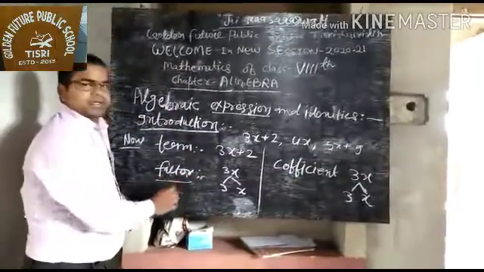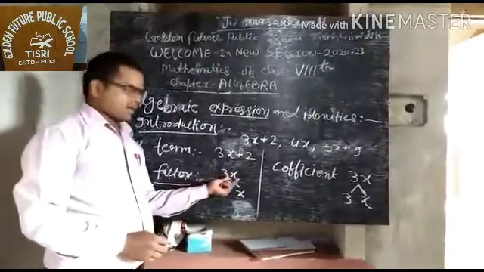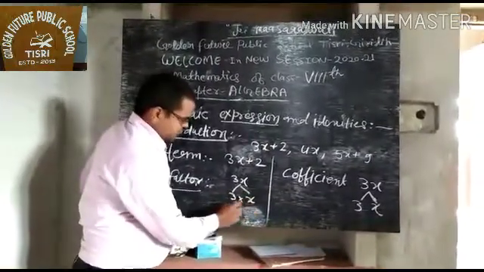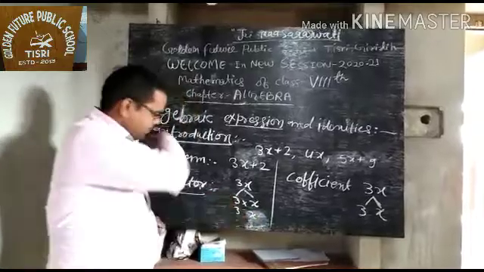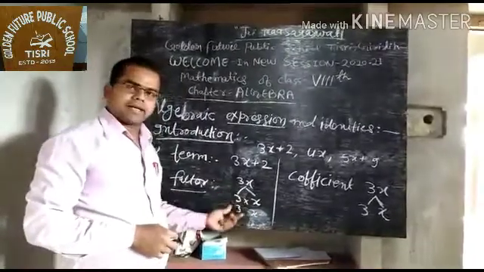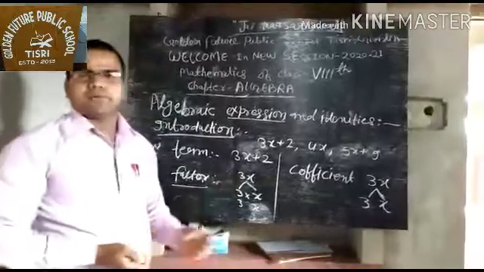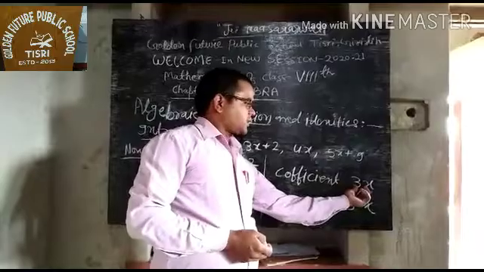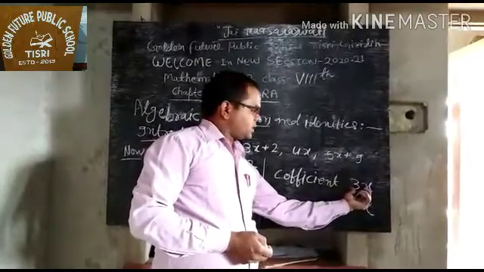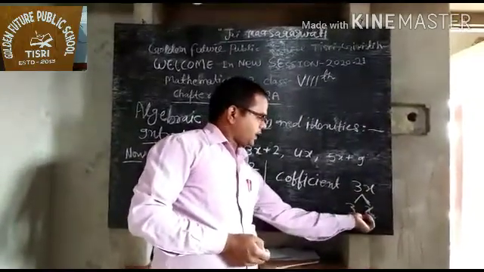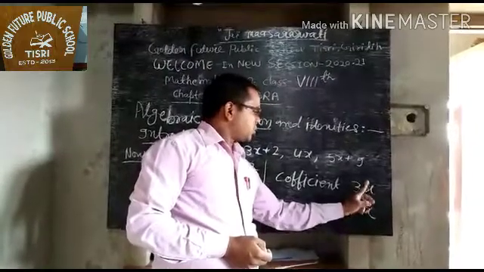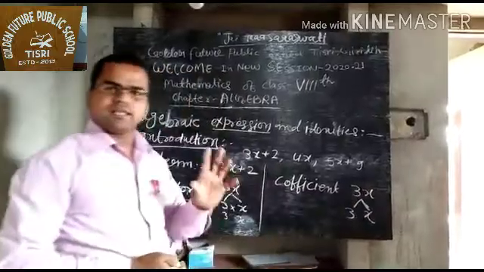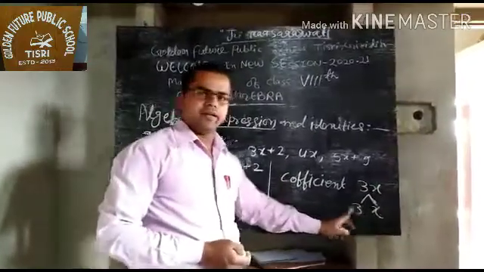Now the next term is a factor. What is a factor? 3x, we say, is 3 into x. So 3 and x are factors of 3x. Again we have to discuss coefficient. What is a coefficient? Suppose it is an expression, 3 into x, that is 3x. So 3 is the coefficient of 3x.